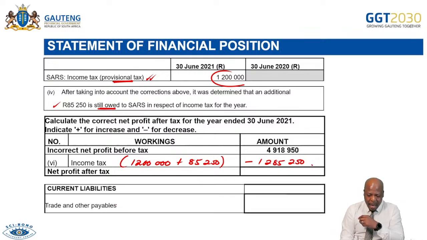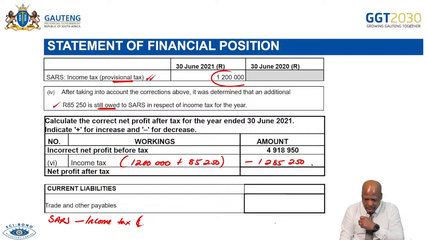So if we must still pay, we're dealing with the what? Trade and other payables. Remember, under our current liabilities, you could have brought it under trade and other payables, or I can record it separately, where I can say my SARS income tax, where I'll even show the calculation. In this case there was no need for calculation.